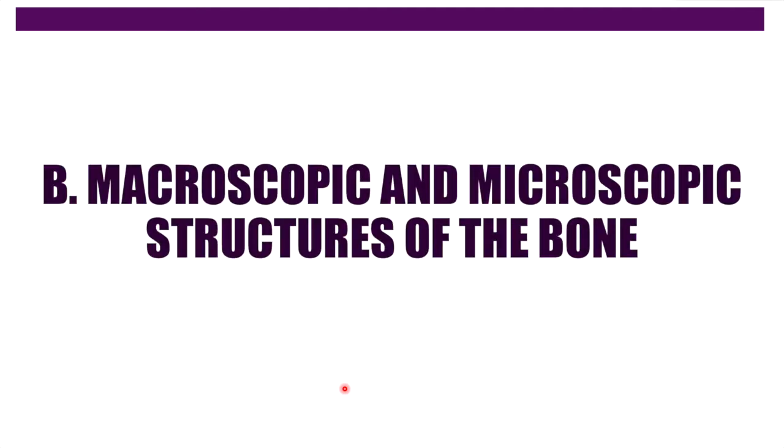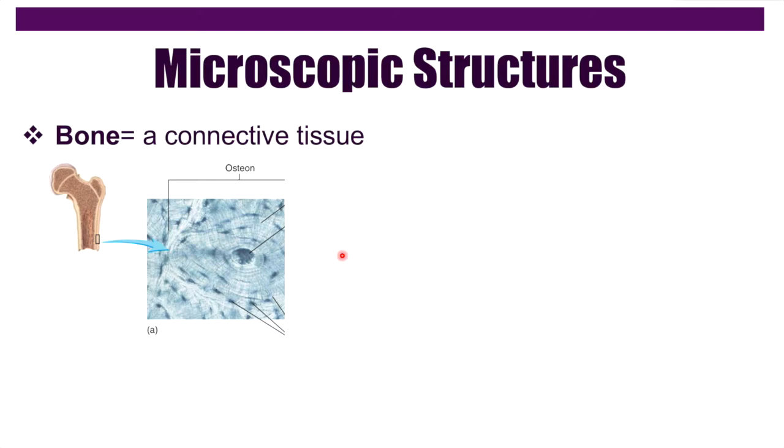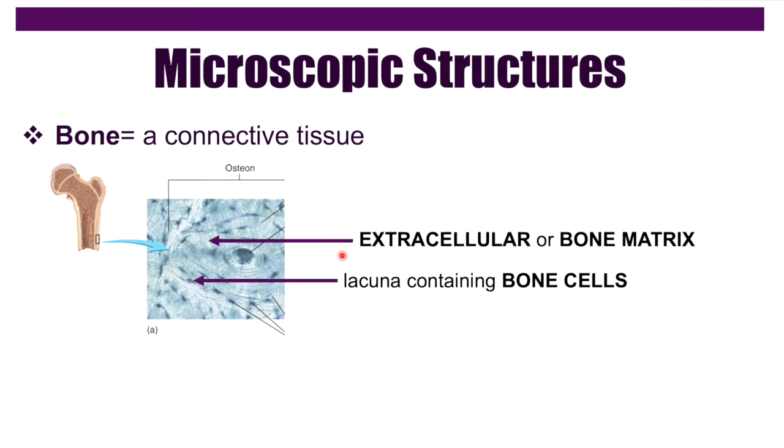To understand better how these functions are performed, let's look into the structure of the skeletal system. We will first study their microscopic structures. The bone or osseous tissue, as you have previously learned, is a connective tissue. As such, it is composed of bone cells and extracellular matrix.